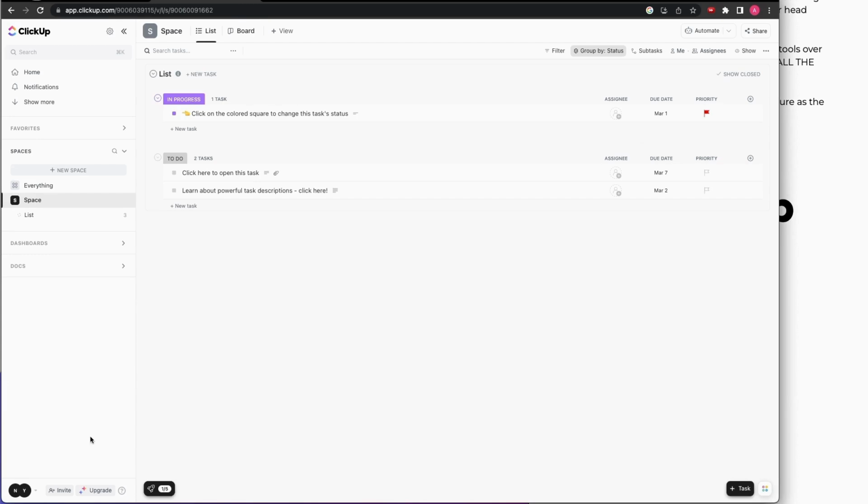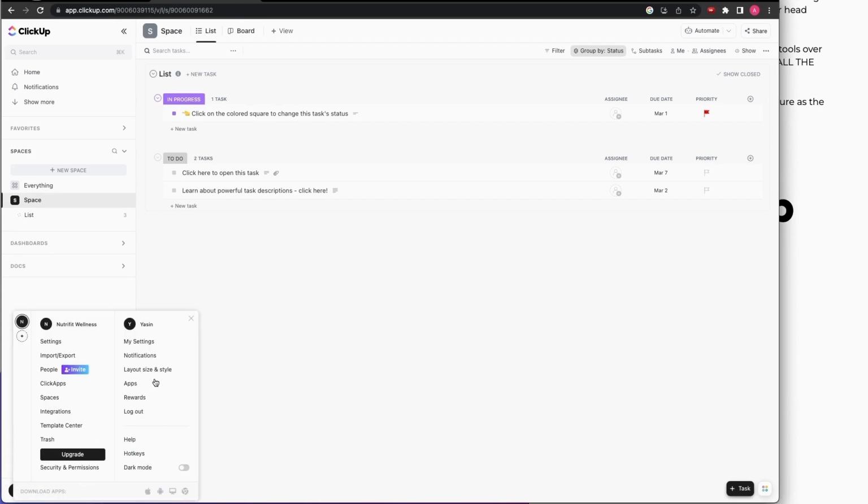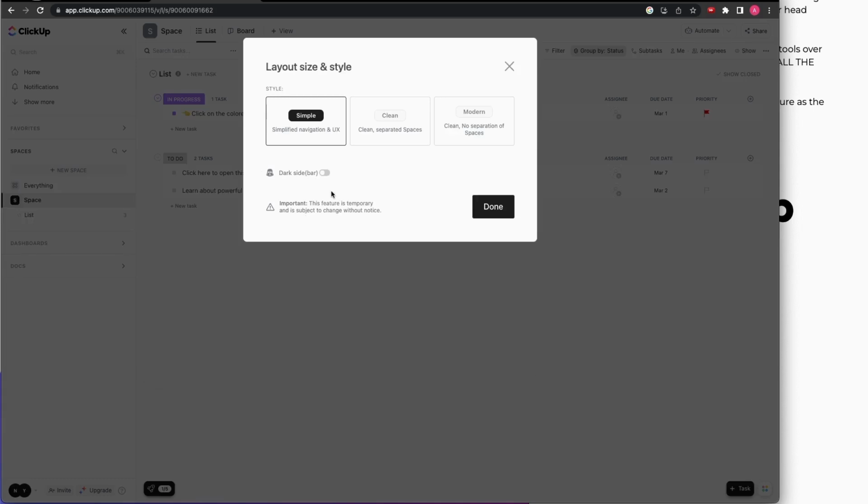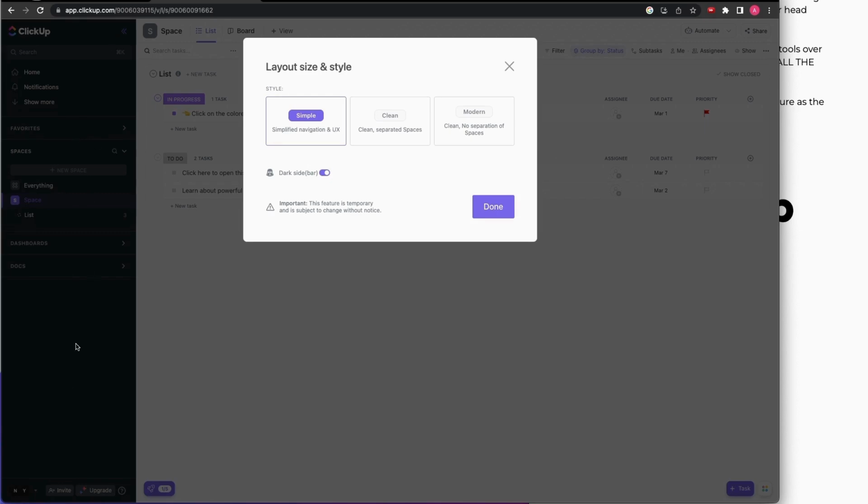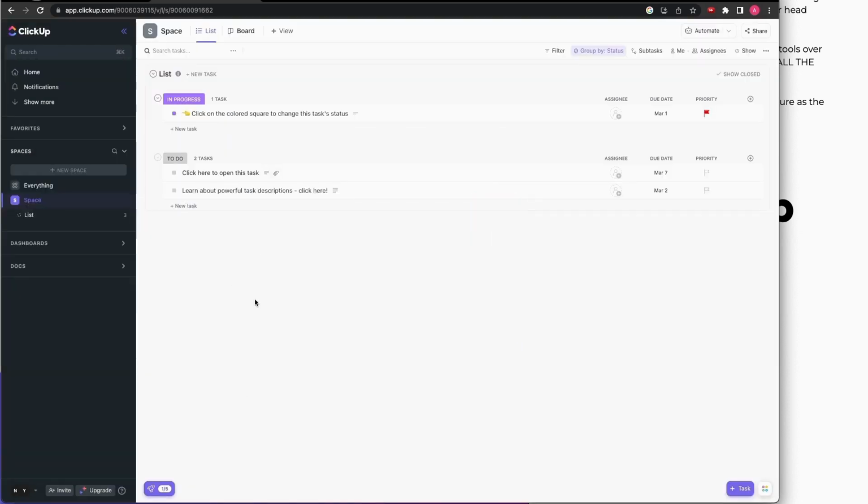All right, so I found the setting. This is one thing I do like to do whenever I'm messing around with ClickUp, but again, it's optional for you: I like to go to layout and size. I like to have a dark sidebar on here. It's a little bit easier, so it has a little bit of contrast on there, and then I just leave it simple. Beautiful. Okay, cool. So let's go ahead and talk about ClickUp.